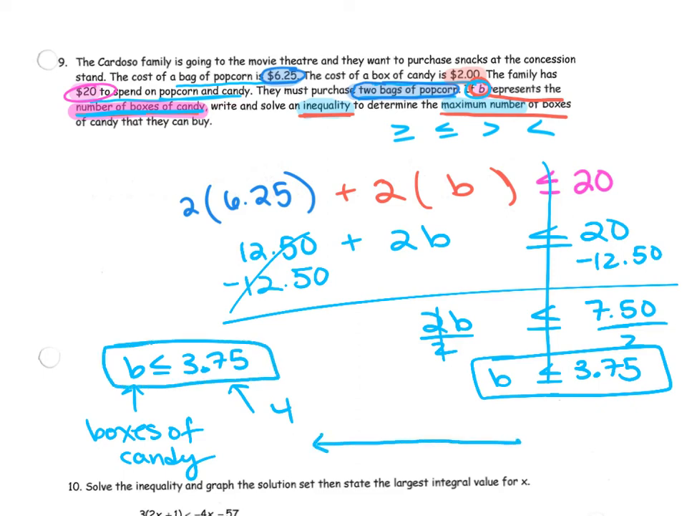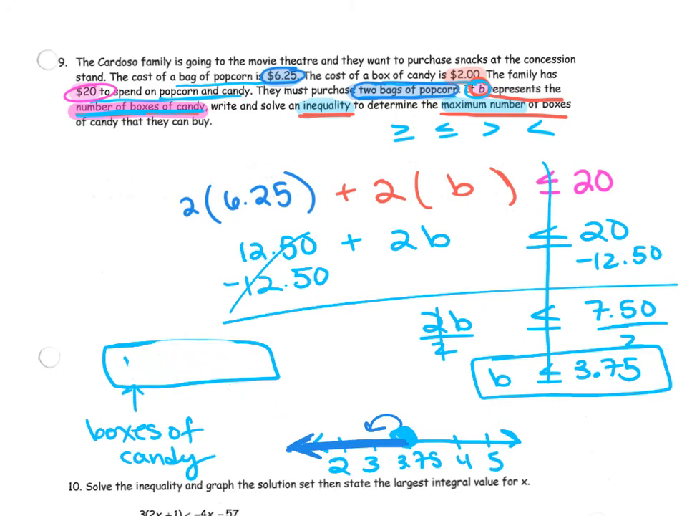If we were to draw our number line again, 3.75, 4, 5, 3, 2, etc., right? You guys remember it's equals to, so we have that closed circle. And our arrowhead says shade to the left. So what is the largest number of boxes of candy we can have? And our answer is 3. So even though B was less than or equal to that 3.75, the maximum number for the boxes of candy we can have is 3.